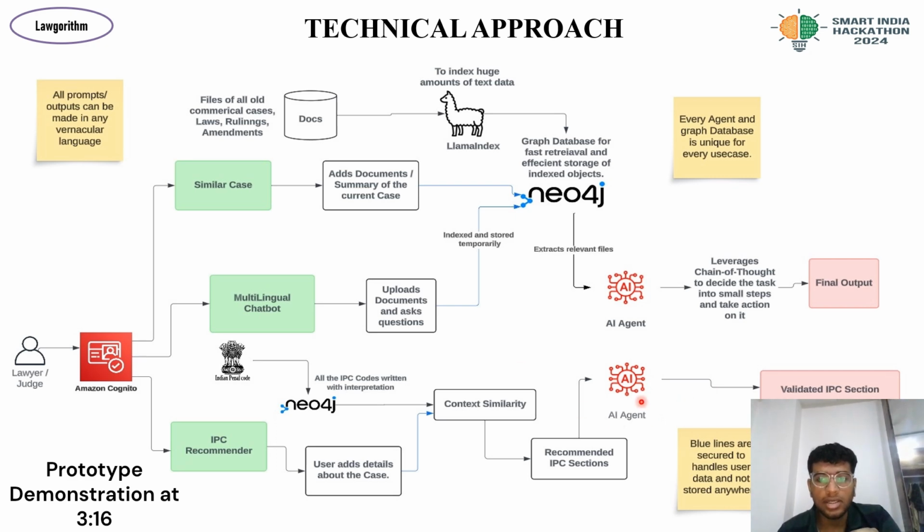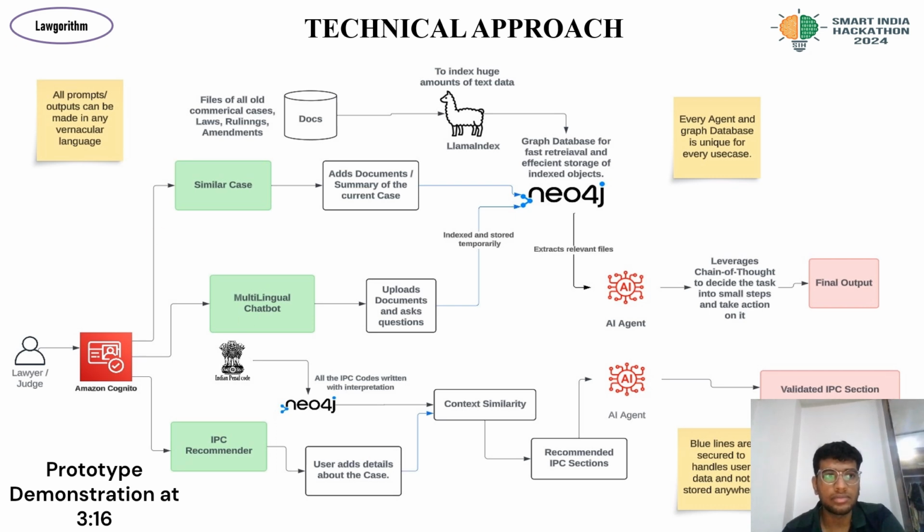The main idea is that the agent that we are building is unique for every case. It has been prompted with chain of thought thinking, so that it can leverage what the question is and what information it needs to extract. And again, we have vernacular languages supported, so the output may be in whatever language you select. The blue lines that you can see are encrypted data, because the user is feeding a lot of sensitive information, so we are trying to make it as private as possible.